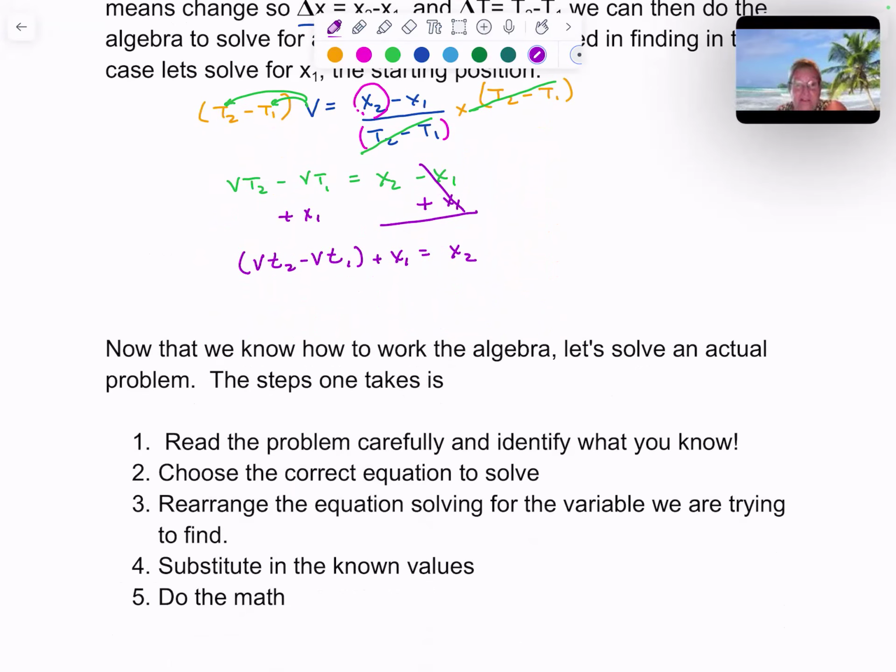So is it F equals ma? Is it density is mass over volume? Rearrange the equation, and that's what we've been focusing on here, is how to rearrange the equation. And then substitute in your known values and do the math.